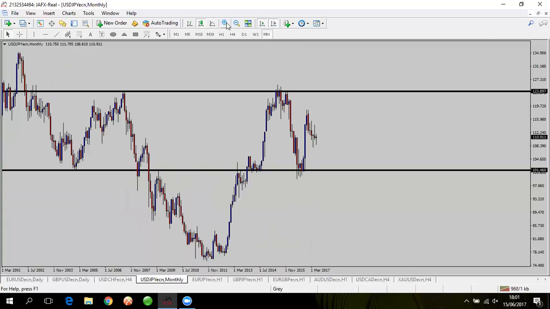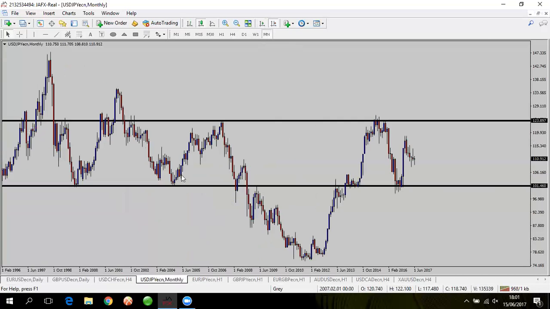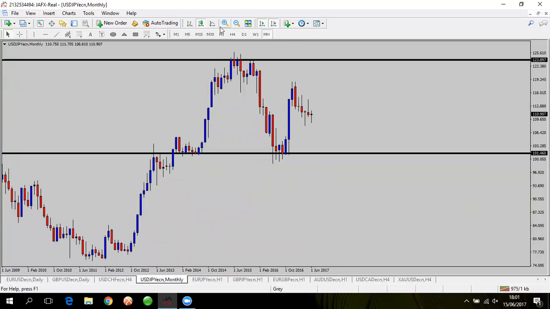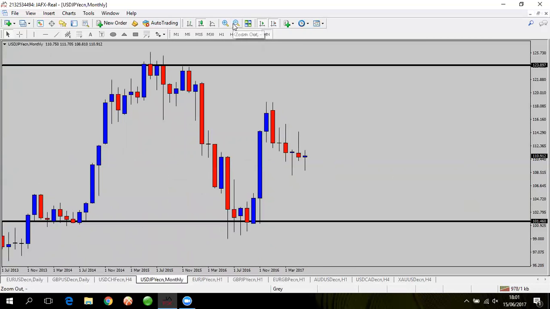So I'm going to go out to the monthly. Okay, we see I had these drawn in earlier. We have a key level of support, key level of resistance. We just want to drop now shorter term. We see we are ranging. We have hit the bottom twice. We're now on our way back up to hit the top once again.